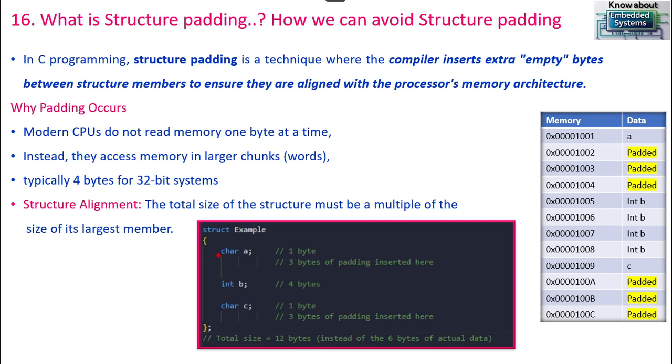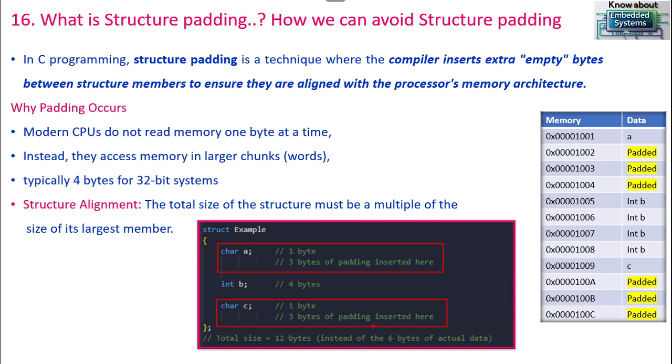In a general way, how many bytes will a character take? A character will take only 1 byte, an integer will take 4 bytes, and a character also will take only 1 byte. So according to the theory, this structure size is supposed to be 6 bytes, 4 plus 1 plus 1. But in practice, because of structure padding, the compiler will add 3 additional bytes to the first character and 3 more additional bytes to the second character as well. This is called structure padding.